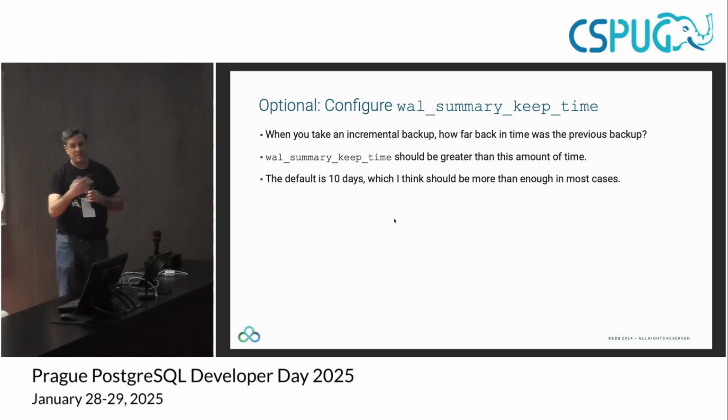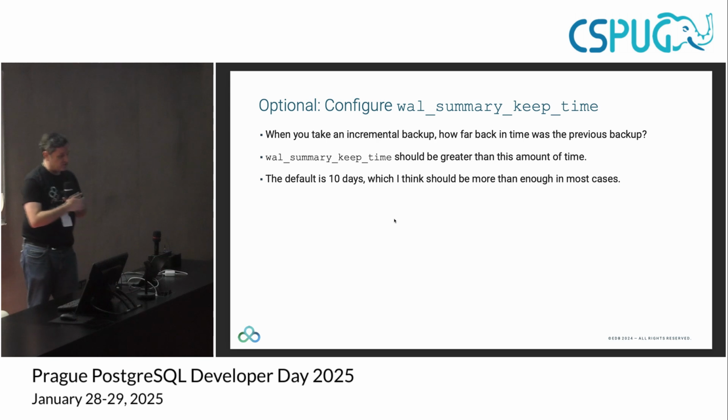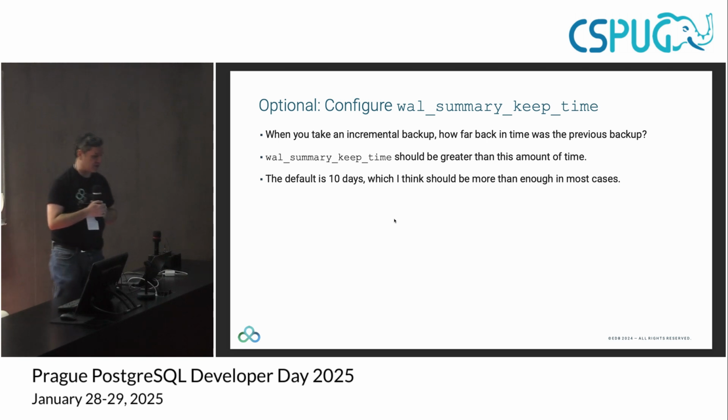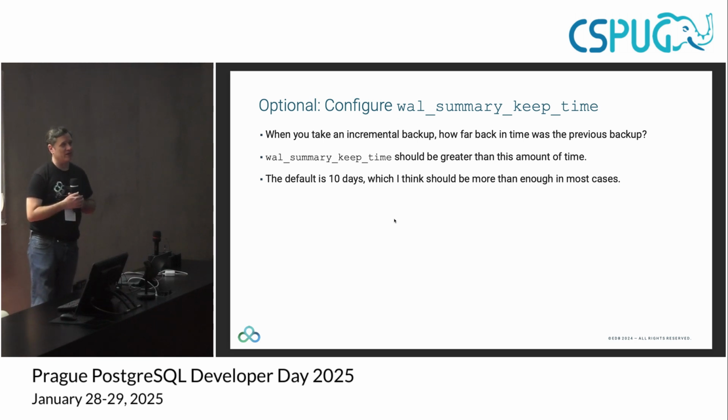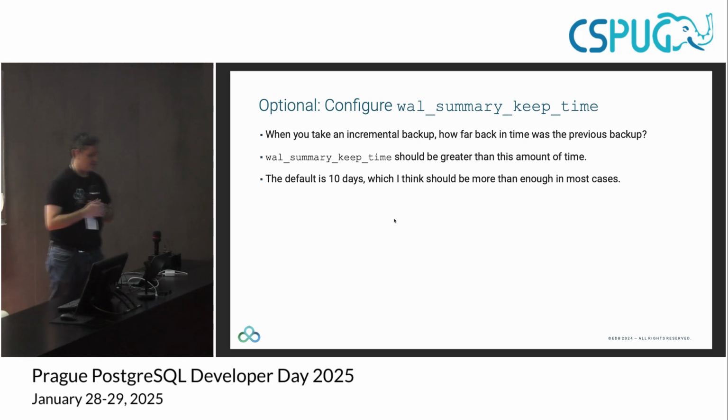Like you could, hypothetically, take a backup now, and then in a month, take an incremental backup relative to today. And then if you wanted to do that, the default value of this parameter wouldn't be large enough for you, because a month is more than 10 days. So you would need to raise the value of this parameter. But that's probably not a good backup strategy. I wouldn't recommend taking a backup only once a month. And if you do, you might be a little safer if you made it a full backup rather than an incremental.